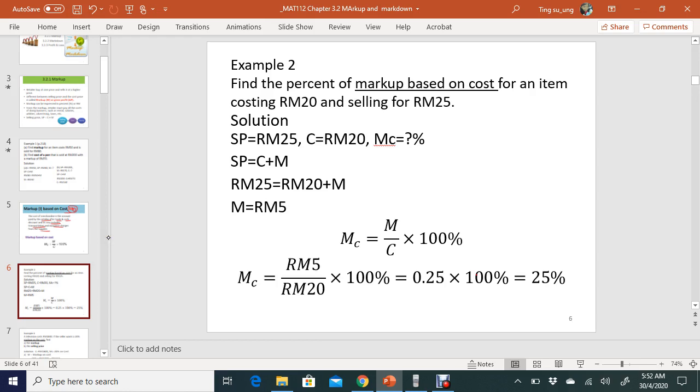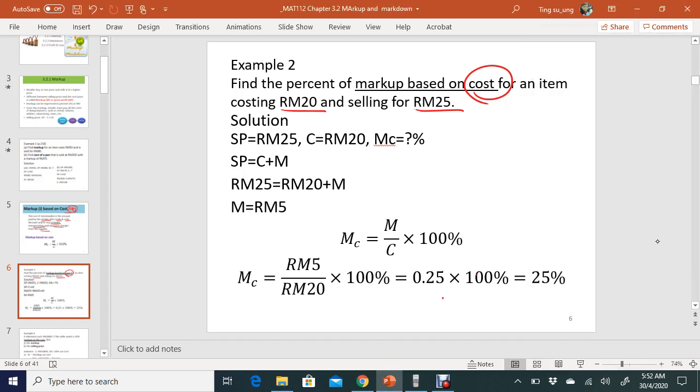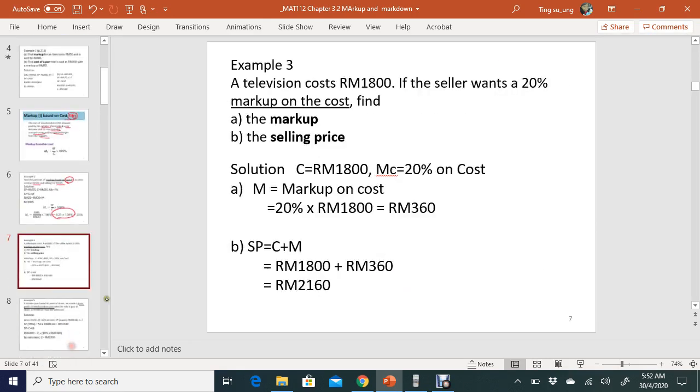Example 2, find the percent of markup based on cost. So the item costs 20 and selling price is 25. So this one is very logical, right? So you just have, as usual, 5 divided by 20, you multiply with 100. So you have 25%. If you don't show this part, it's okay as well. You can just go straight to the point. Is that okay? Okay, so let us proceed.